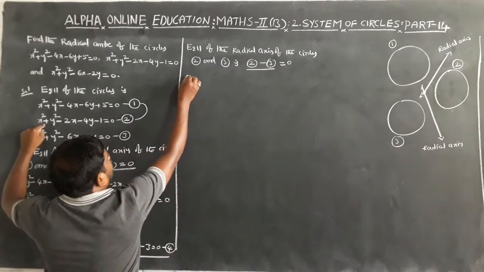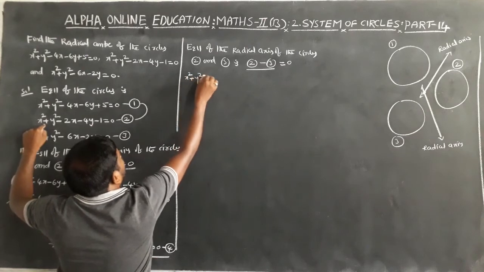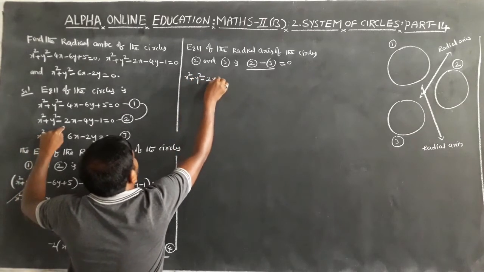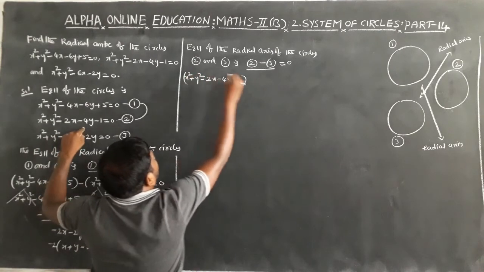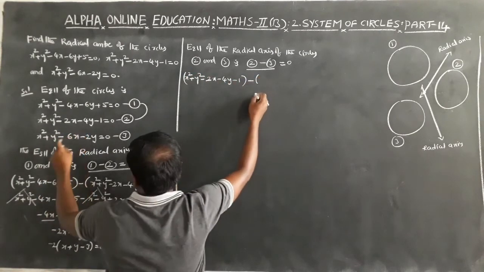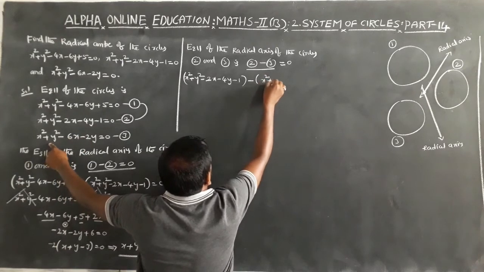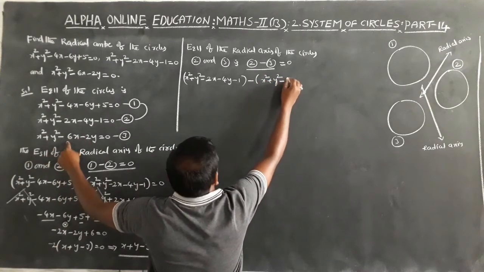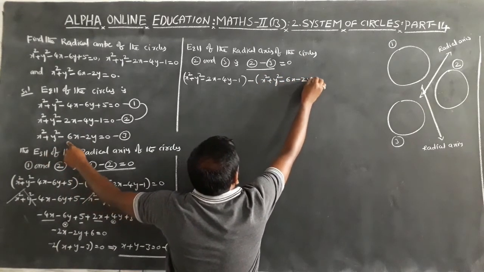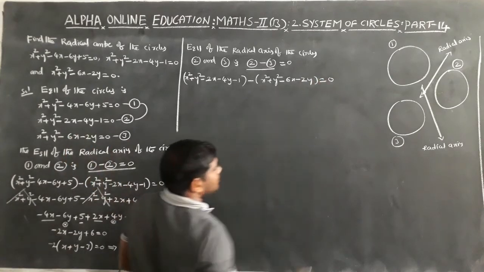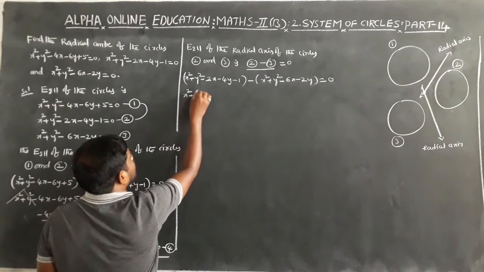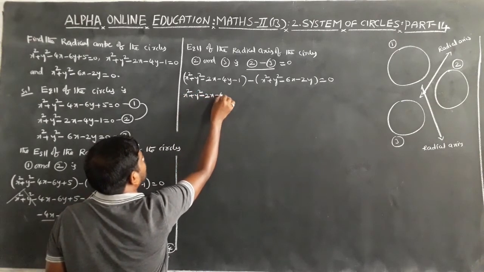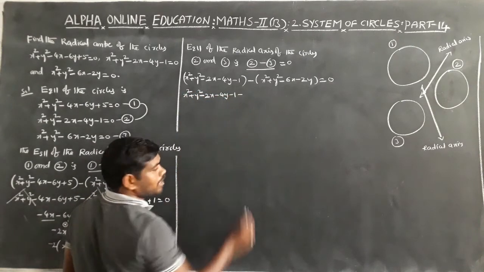Equation of the second circle x square plus y square minus 2x minus 4y minus 1 minus third circle equation x square plus y square minus 6x minus 2y is equal to 0. x square plus y square minus 2x minus 4y minus 1.